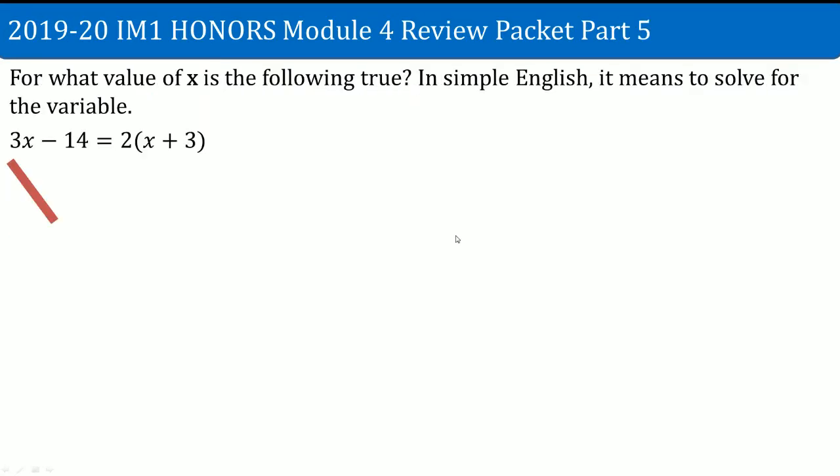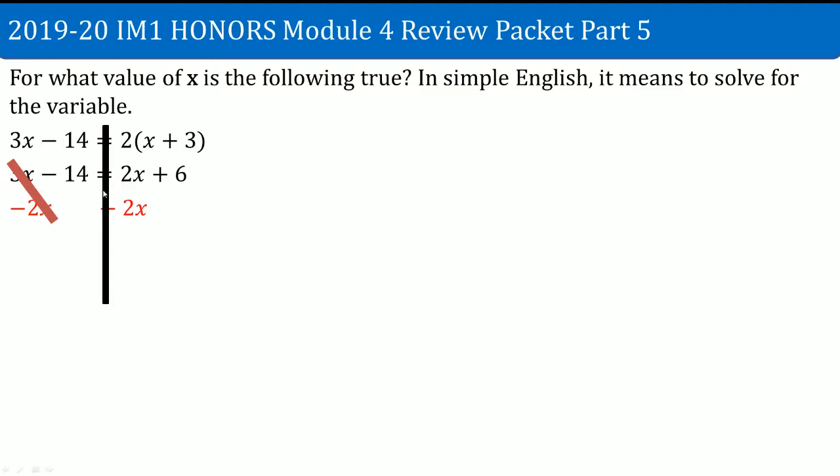Good. Next one, for what value of x is the following true? In simple English, it means to just solve. Here you see the parentheses, so probably the first step, again, draw the line straight down, is to just distribute. 2 times x is 2x. 2 times 3 is 6. Then I subtract 2x from both sides.